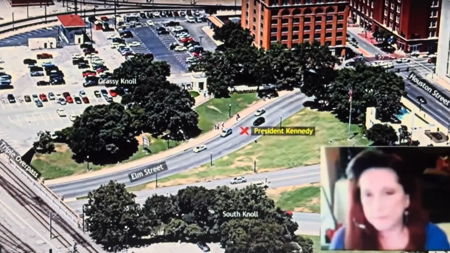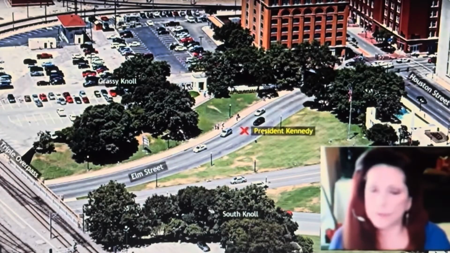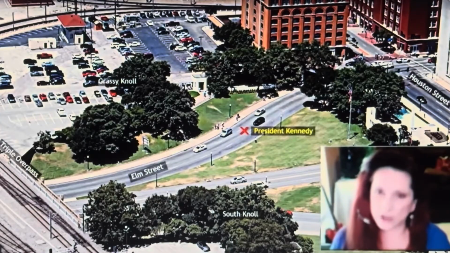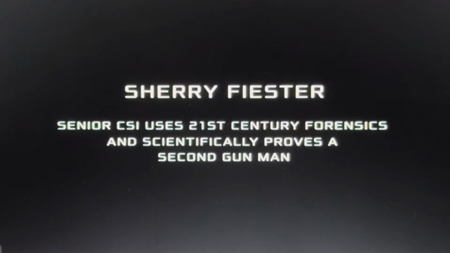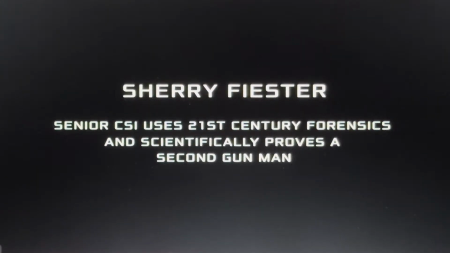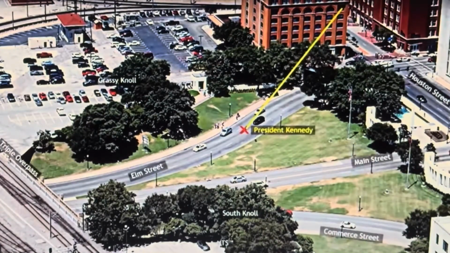It's really important for people to understand that there were several locations that shots were being fired from. I believe that there were shots from the back of the president. I believe that there were shots from the front. I believe that there were two locations from the front. One was the grassy knoll, and the other, the location that the fatal headshot came from, which is not the grassy knoll.